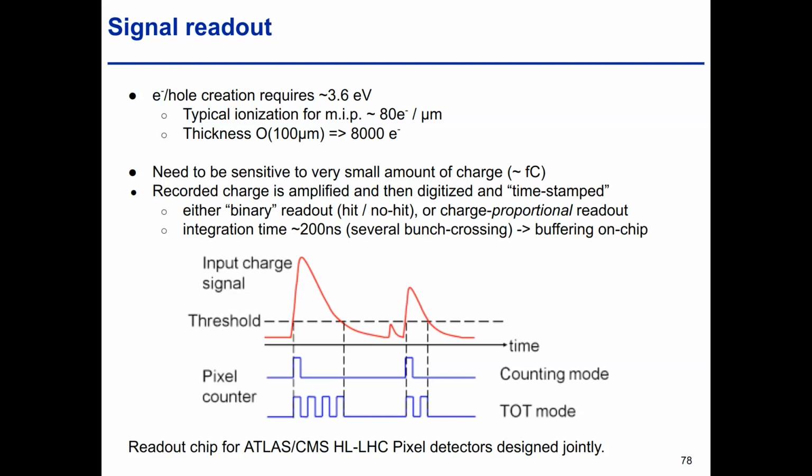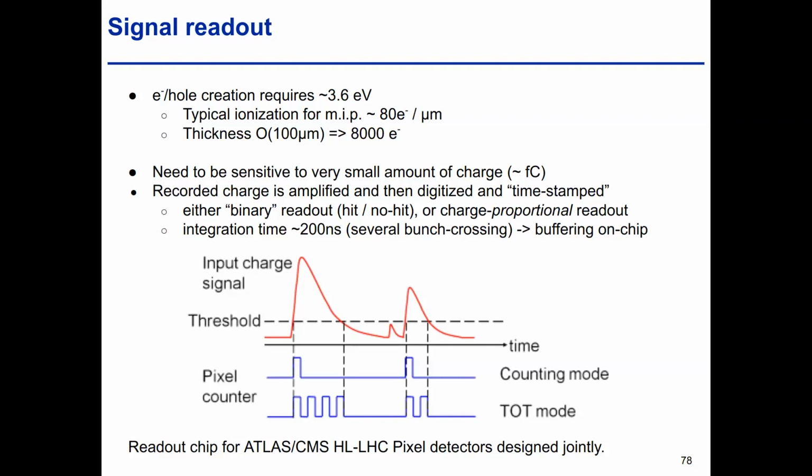To give you an idea, this is what we'll be doing for the high luminosity LHC. If instead you want to only read out whether there was a signal or not, you just read out whether the signal was above threshold or not. That's what we call binary readout. And if instead you actually count how many clocks the signal was above threshold, that's what we call time over threshold. To give an idea for ATLAS and CMS, the time over threshold has a resolution of 4 bits, so you have 16 possible values.